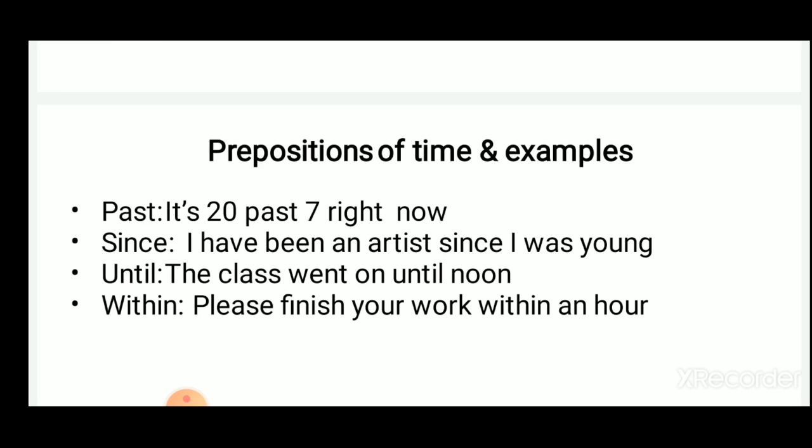Now, prepositions of time and their examples. Past, since, until, within. This is the next slide about the prepositions of time. Some more prepositions of time are here. It's 20 past 7 right now. Since: I have been an artist since I was young. There is a point of time when we are using since. When we are using a period of time, then we use for.